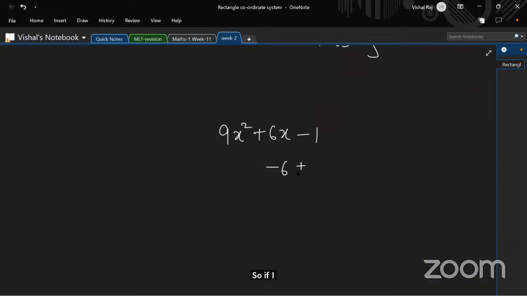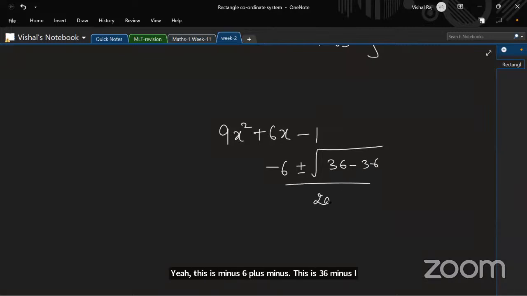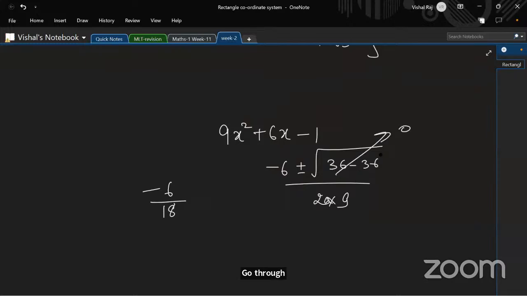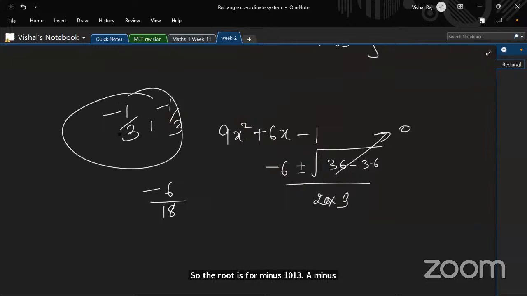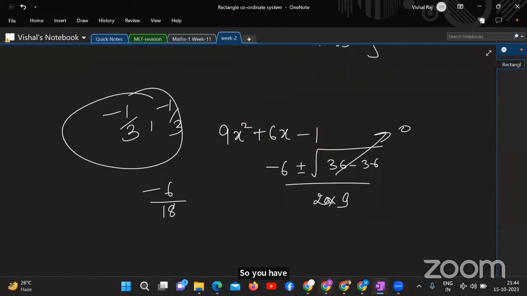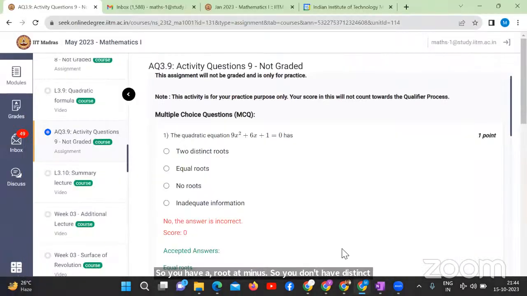This is minus 6 plus minus square root of 36 minus, I guess, divided by 2a. A is 9 here. So you're getting this as 0, right? So both the roots are equal. So the root is minus 1 upon 3. This is what your root is. So you have a repeated root at minus 1 by 3. So you don't have a distinct root, but an equal root.